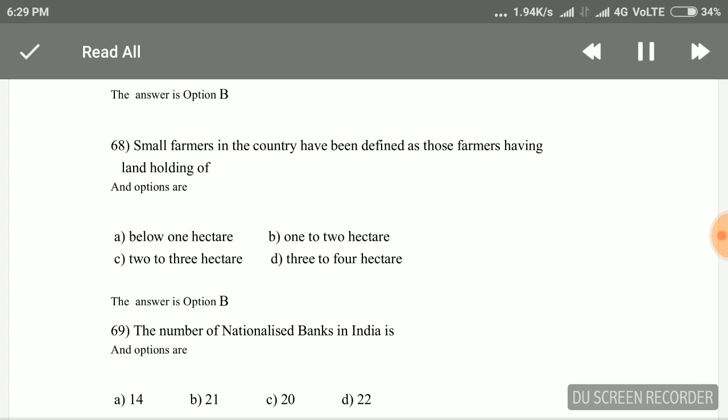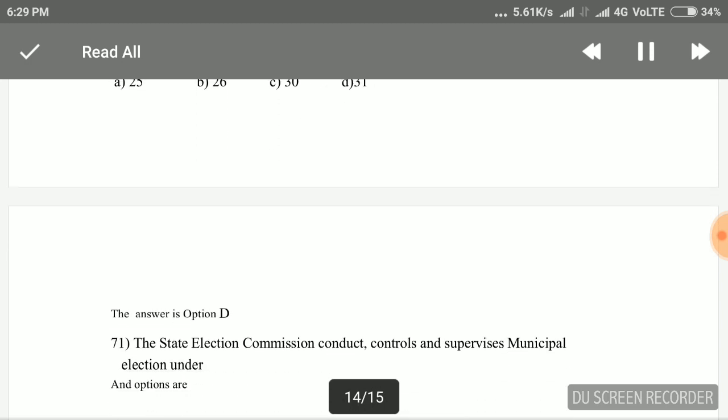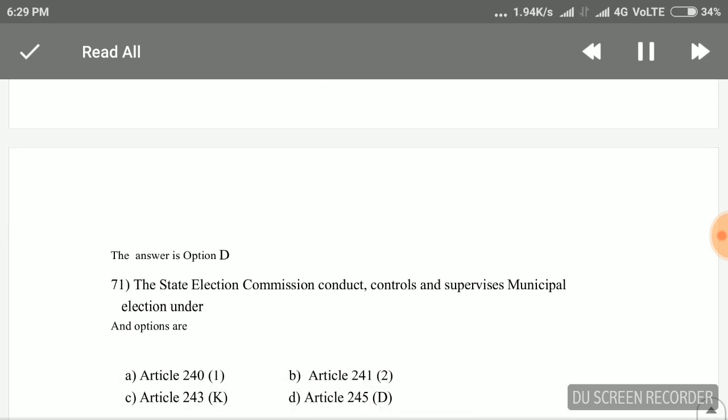69. The number of nationalized banks in India is, and options are A. 14, B. 21, C. 20, D. 22. The answer is option C. 70. How many judges are there in Supreme Court? And options are A. 25, B. 26, C. 30, D. 31. The answer is option D.